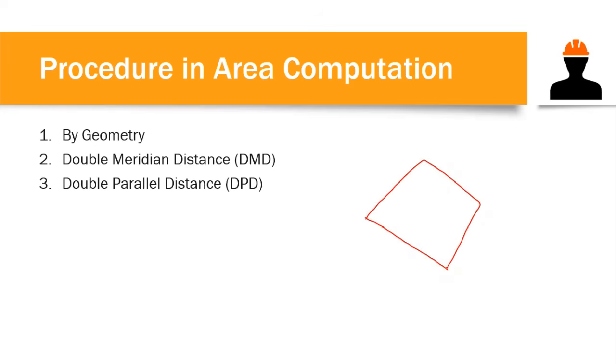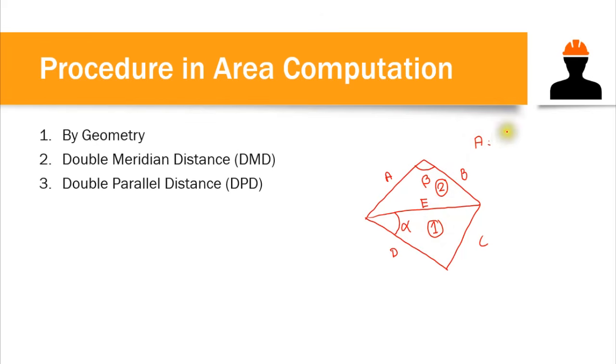So if this is our lot, what we usually do here is divide this lot into triangles. To compute the area of this entire lot, we compute the area of this triangle and the area of this triangle, and then we add them, and that would be the total area of the lot. We simply use the most common formula.